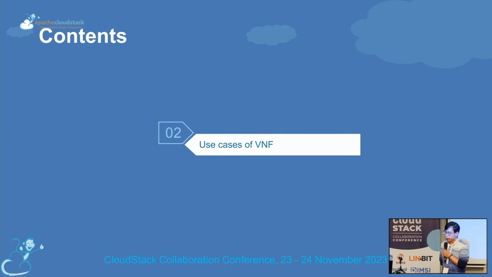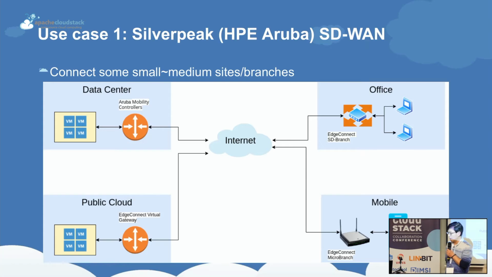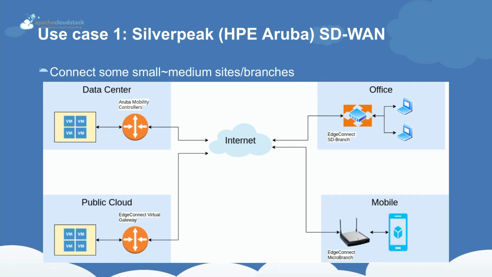Some use cases of VNF appliances. First one is from Silver Peak SD-WAN, now it's called HPE Aruba. So they have some servers and they want to connect to each other. For example, they have servers in a data center and some servers in public cloud, and they can access these servers from their office or from the mobile phone.